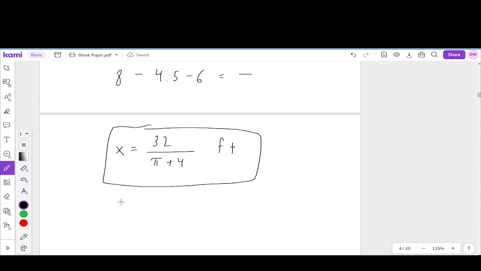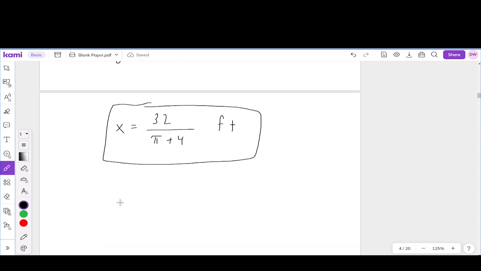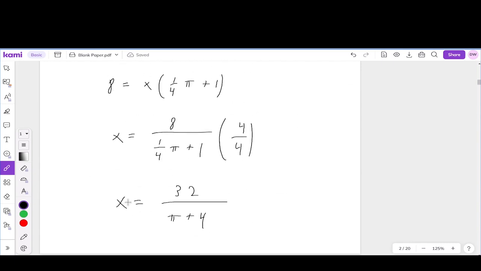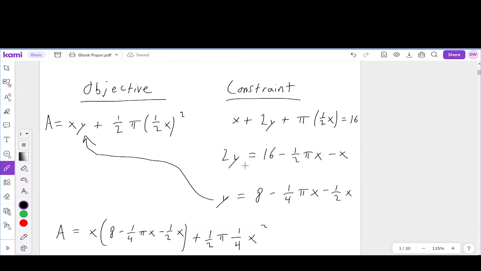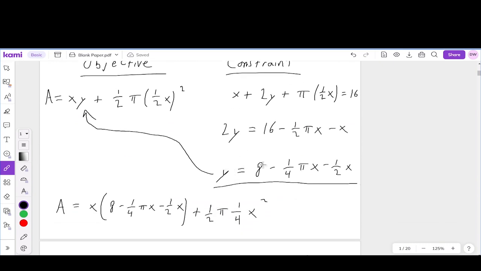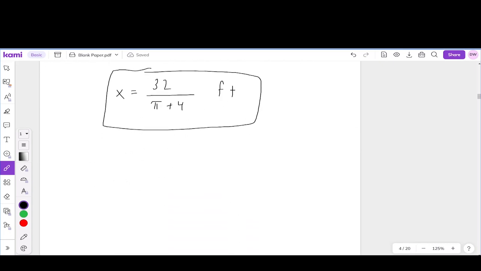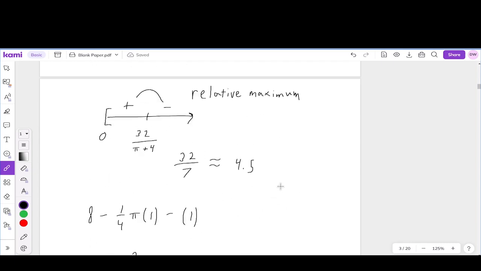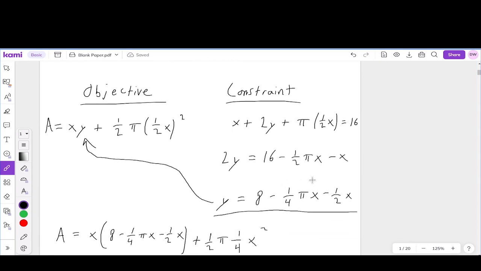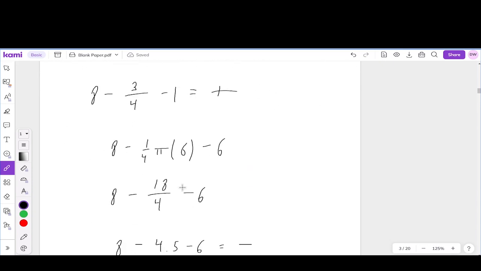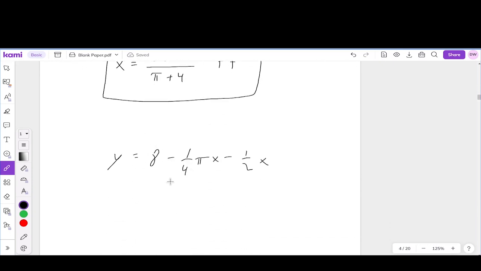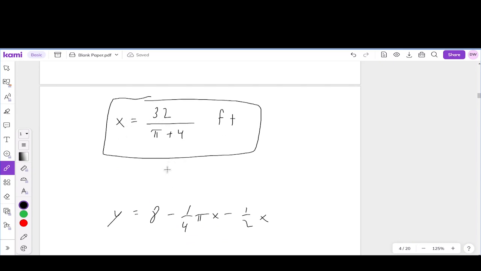And then the y, how do I find y? You just plug it into the constraint. Going way back to the beginning of the problem, we said y equals 8 minus 1/4 pi x minus 1/2 x. I'm going to forget that, so I'm going to scroll up a lot and down. y equals 8 minus 1/4 pi x minus 1/2 x. Was that it? Let's see. 1/4. Oh, look at that. Okay, so here's y. Finally, you just plug in this value for x.